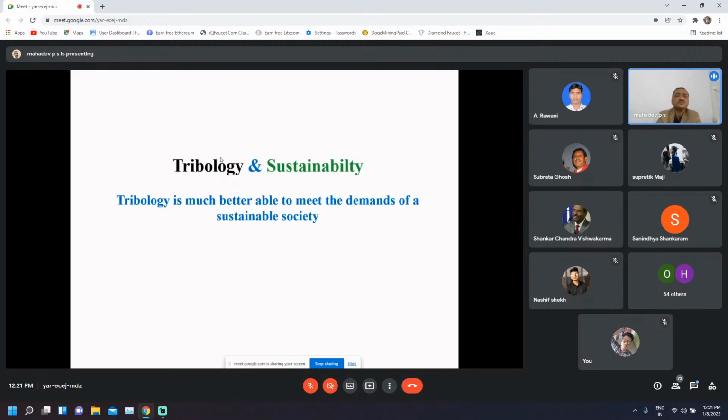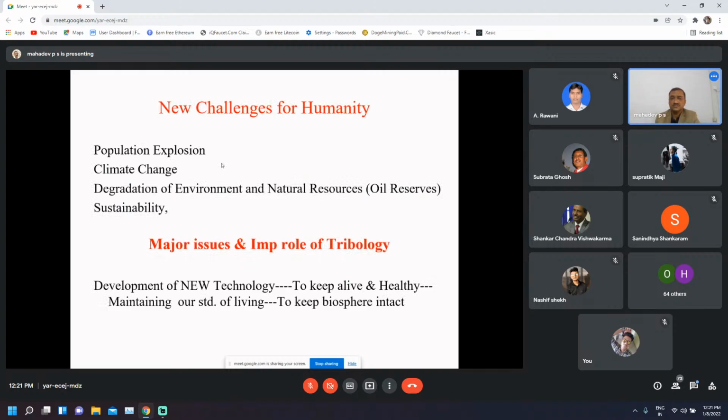So tribology and sustainability. We need to see everything in terms of sustainable development or sustainability, for the future generations or future society. So these are the challenges: population explosion, climate change, degradation of environment and natural resources, and sustainability.